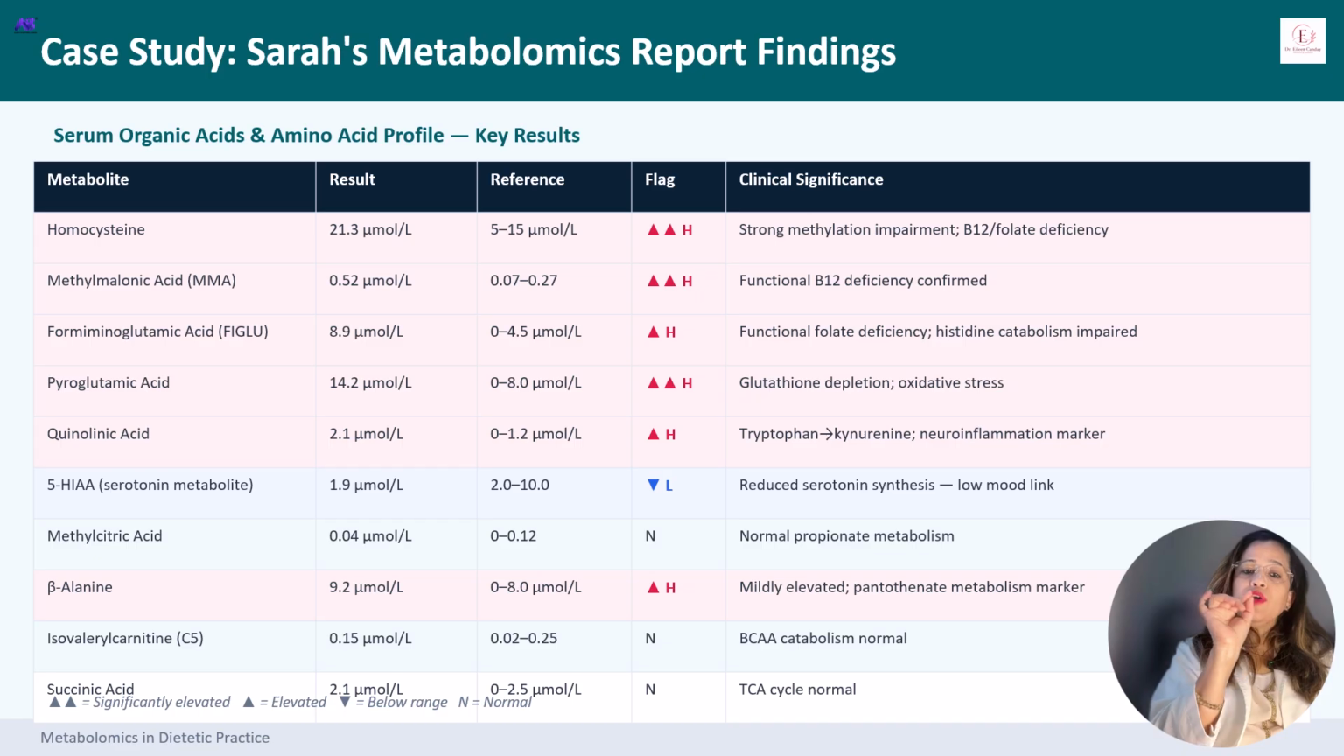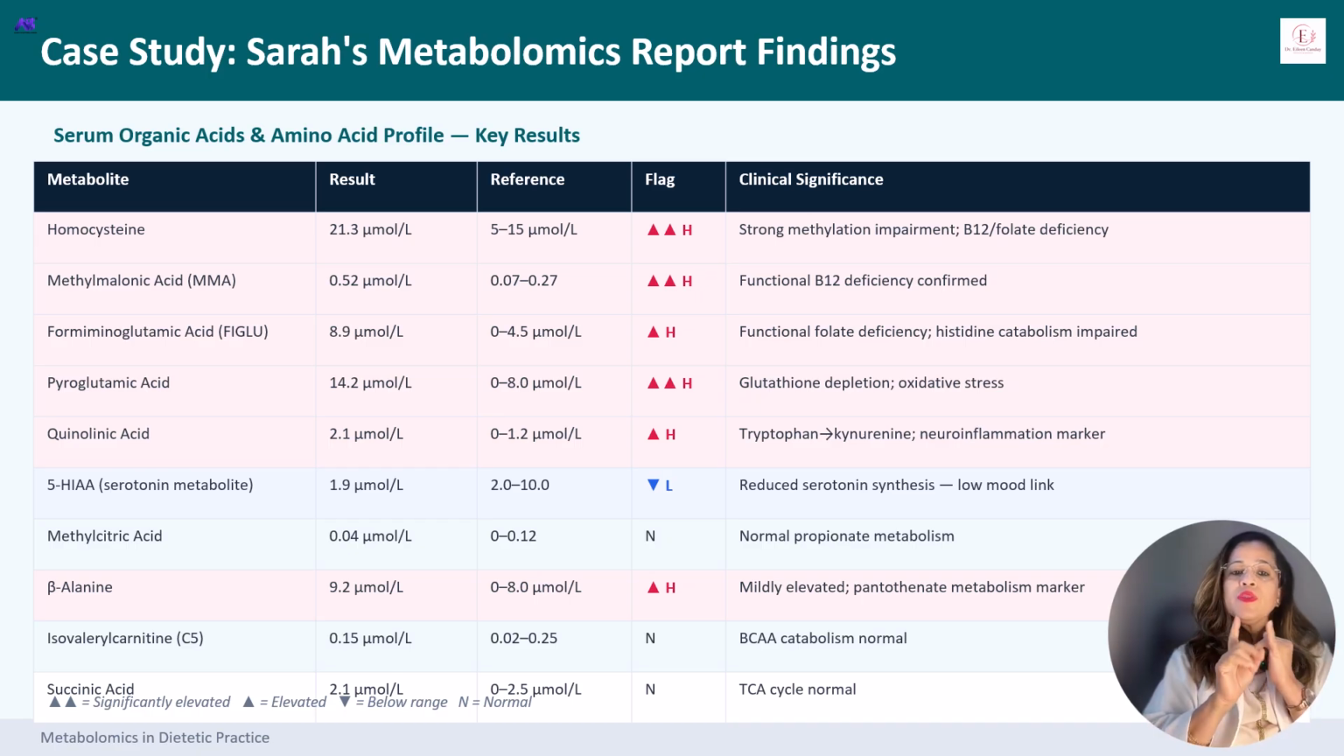The FIGLU, that is a specific marker for functional folate deficiency, formiminoglutamic acid. This accumulates when the folate is insufficient for histidine catabolism. Therefore, this triad provides a very strong evidence than looking at your serum B12 alone. The cluster, let's look at the other cluster.